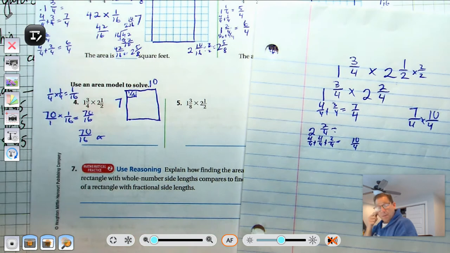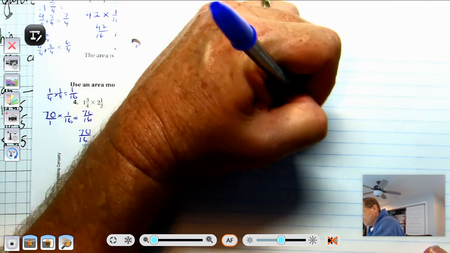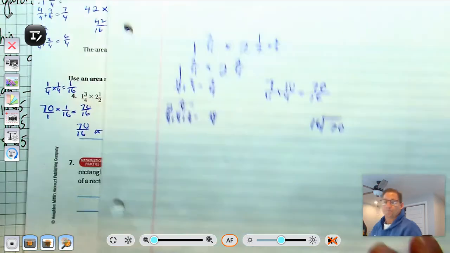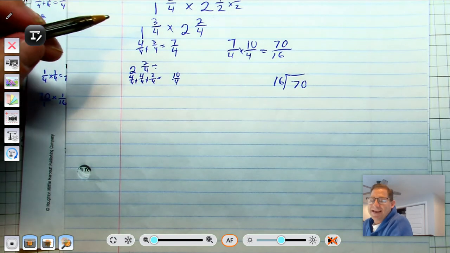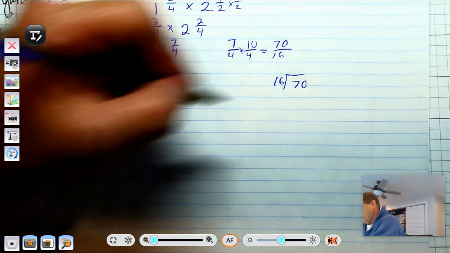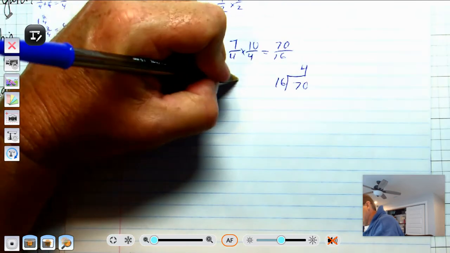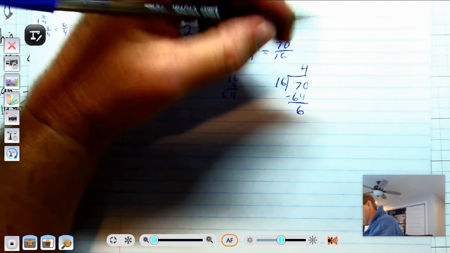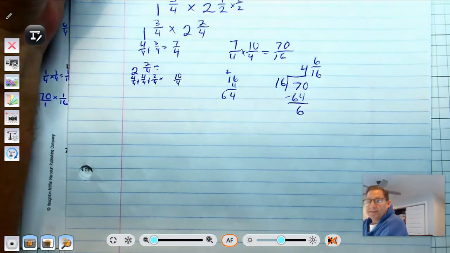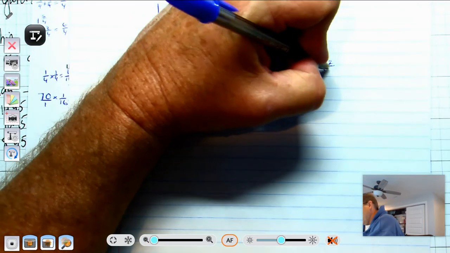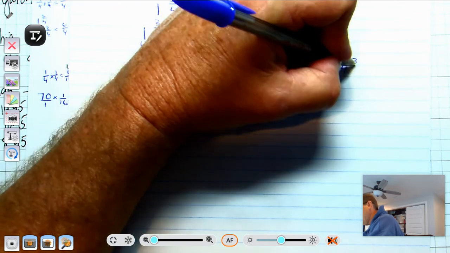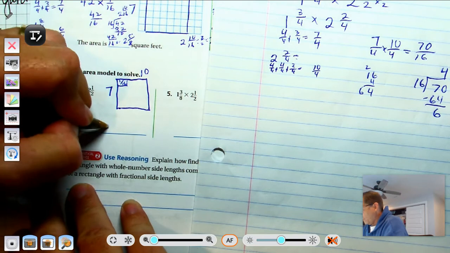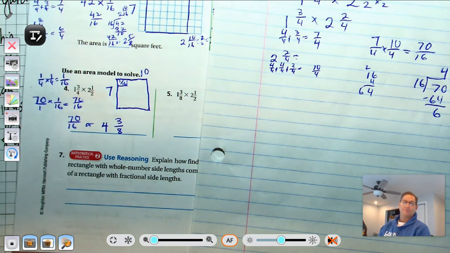Or divide 70 by 16. Well, 16 times 5 is 80. So it's not 5. Let's try 4. 16 times 4 is 64. Subtract, we're left with 6. So 4 and 6/16. We can divide that by a factor of 2, and we get 4 and 3/8. So 70/16 or 4 and 3/8.